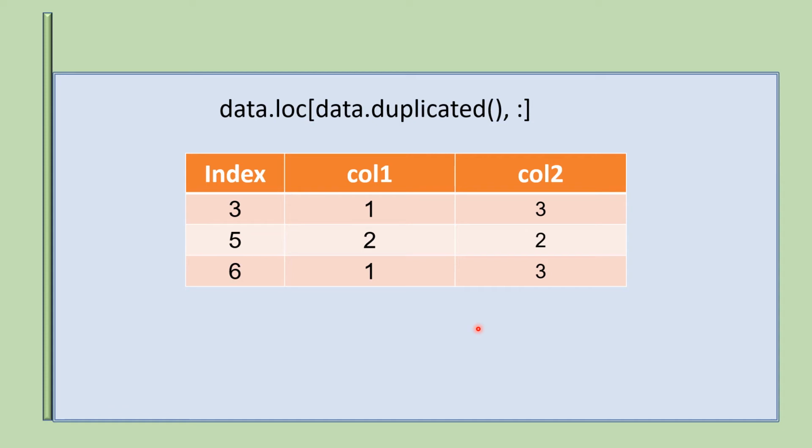Here we want to look into all rows that have duplicate values. So the syntax is pretty straightforward. data is the name of the data frame, dot loc, and inside parentheses, just after the comma it stands for column, before the comma this stands for rows. So we want to look into all the duplicated rows. So here if you notice, we are seeing 3, 5, 6.